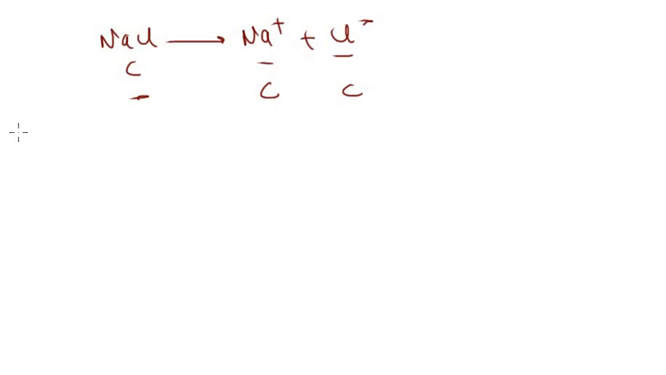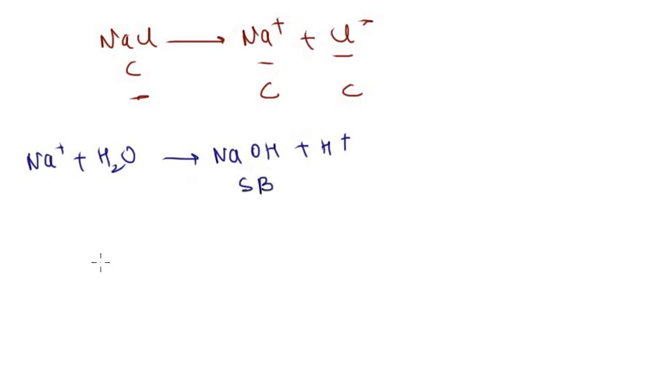We have a cation and an anion. So let's hydrolyze Na positive first. Whenever we react Na plus with water, it will form NaOH plus H plus. Now we know that NaOH is a strong base and H2O is a weak base. Could a reaction go from weak base to strong base? No. A reaction can never go from weak base to strong base. So this reaction will not take place.